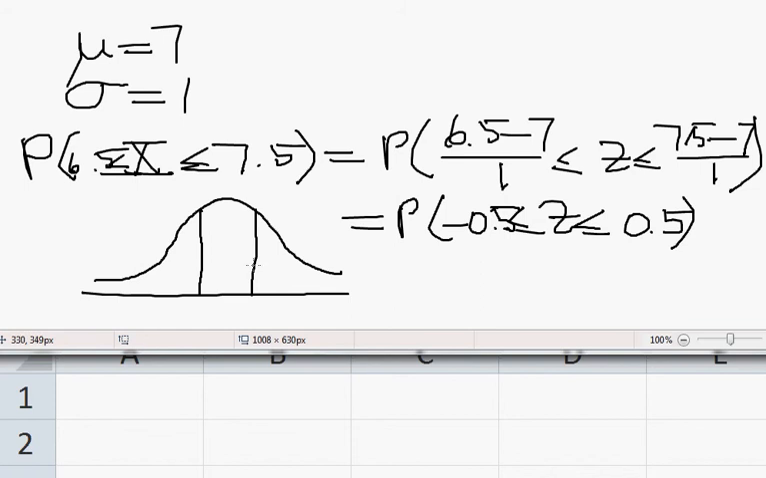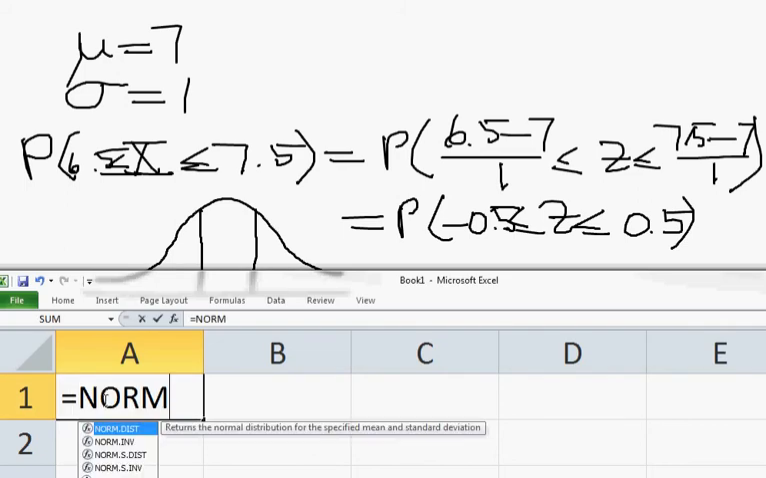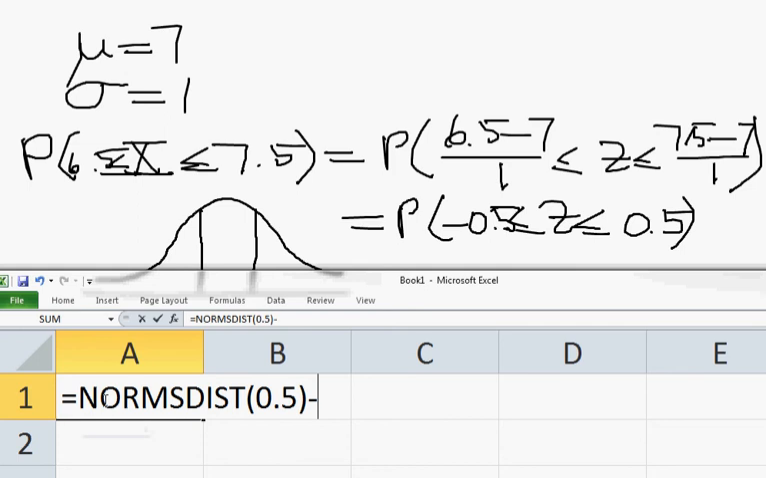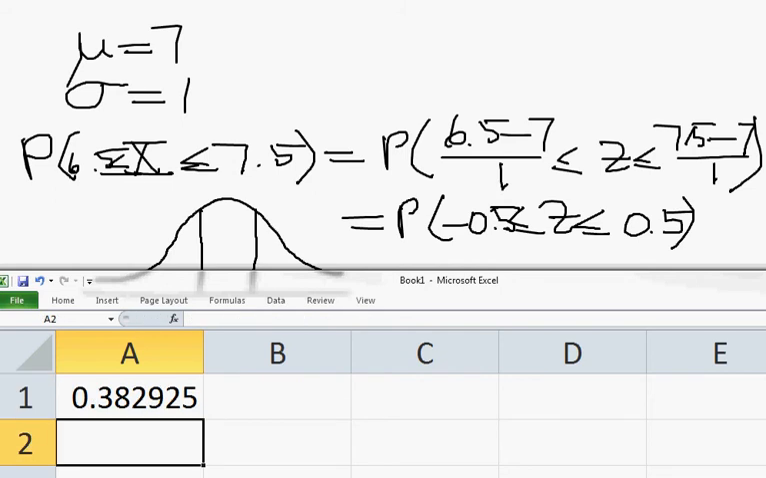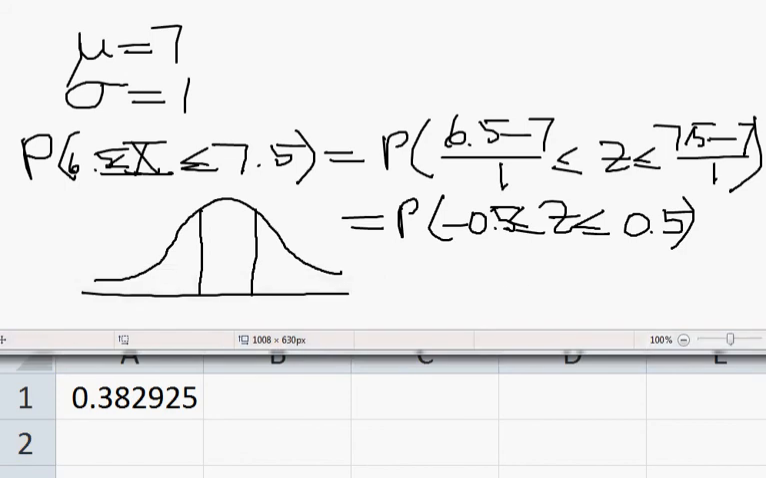So to do that, I need the area to the left of 0.5 minus the area to the left of negative 0.5. If I use Excel, this will be equal to NORM.S.DIST of 0.5 minus NORM.S.DIST of negative 0.5. You have a slightly different formula using the TI calculator, or of course you can use a table, but either way you should get an answer of 0.3829 as the area. So the chance of this happening is about 0.3829.